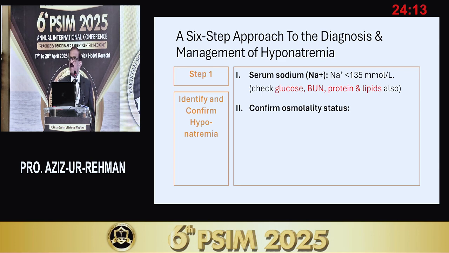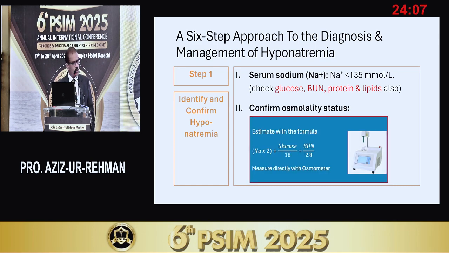So once you have ensured that you're dealing with true hyponatremia, then confirm osmolality status. There are two ways. One traditional way is to use this formula. Measure sodium and multiply it by 2. Why multiply by 2? Because sodium is a cation and we have as many anions as we have cations. So I think total ions, they're all osmotically active.